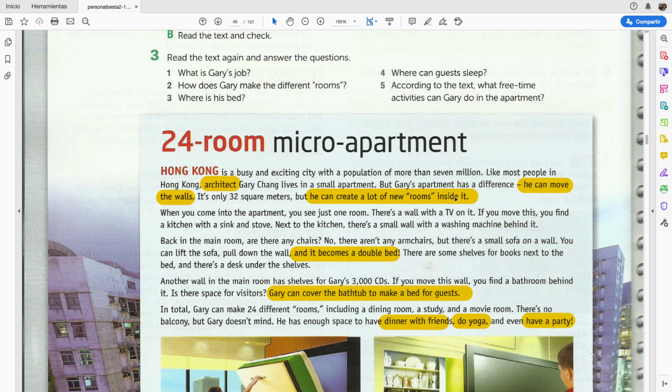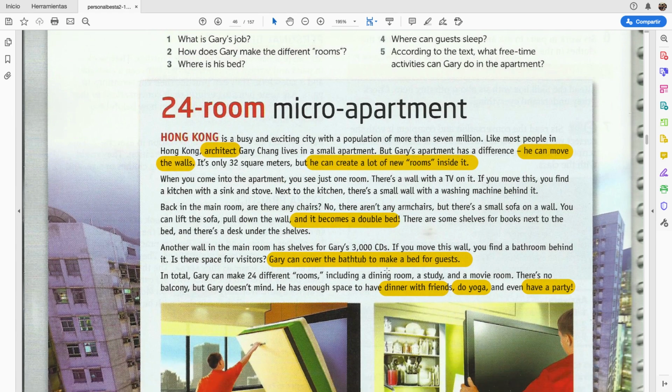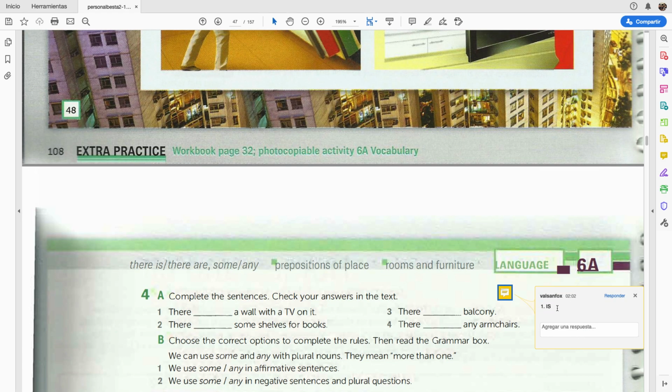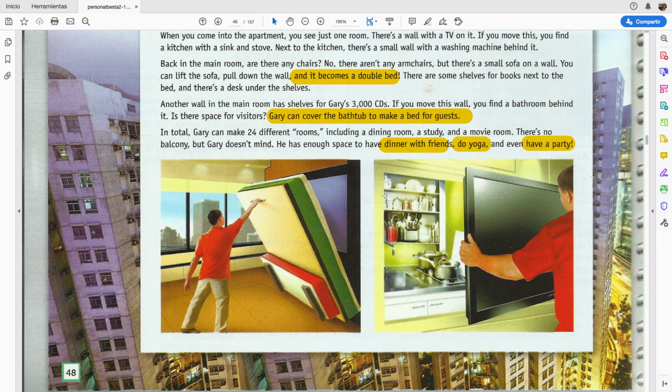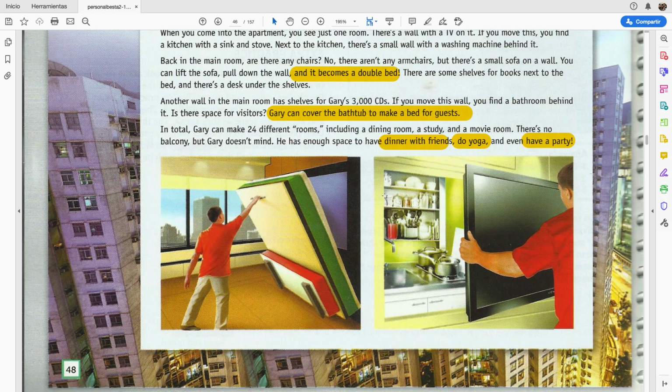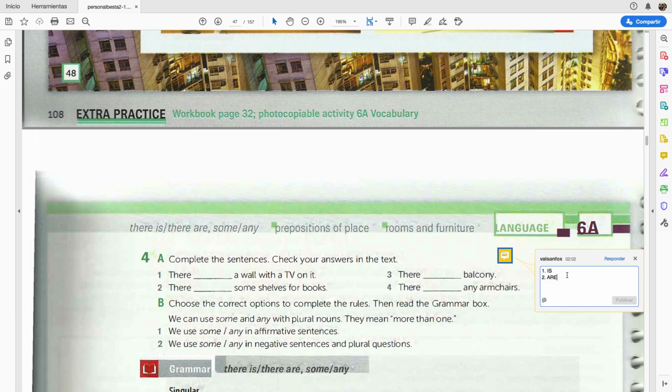Some shelves for books. Here, look. There are some shelves for books. So here in number 2, we copy that there are some shelves for books. A balcony. What does the text say about a balcony? There's no balcony. So here in number 3, we have that there is no balcony, right?